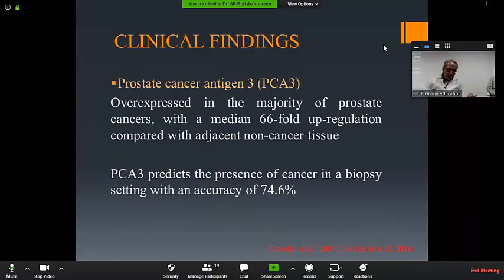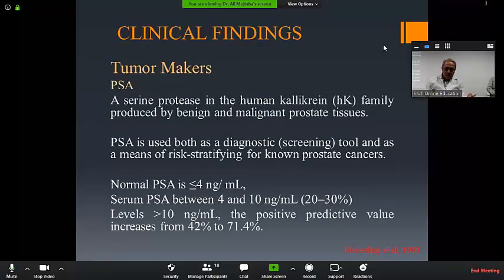I want to add something here. Recently, this whole normal range of PSA has been redefined, and now it is not between 4 and 10, it is between 2.5 to 10, or maybe 15. So the normal range is from 0 to 2.5 at the age of 50 years.